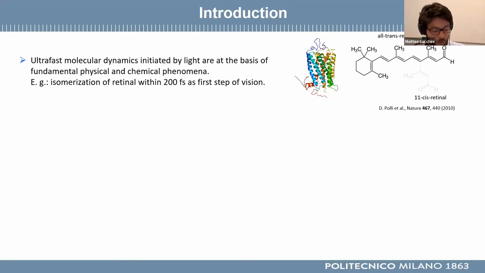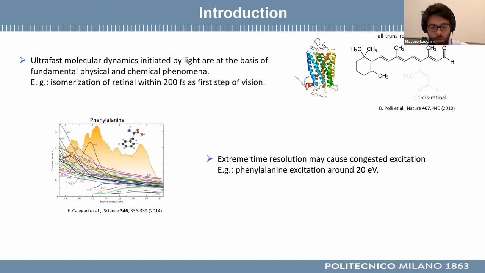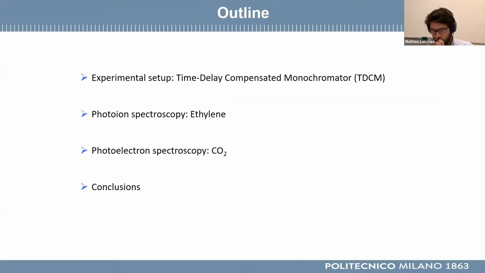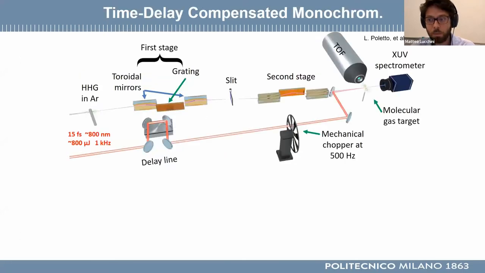And the point I want to make is that attosecond pulses with a broad spectrum come together with a congested excitation. For several cases this is wanted, it is what we want. For others, we would like to avoid this in order to get a bit better spectral resolution and still keep enough time resolution. So how can we do that? This is what I would like to talk with you about today and show the solution we implemented, starting from the experimental setup, which is composed of a time delay compensating monochromator, and then talking about two experimental applications we performed. So let's start directly with the setup.